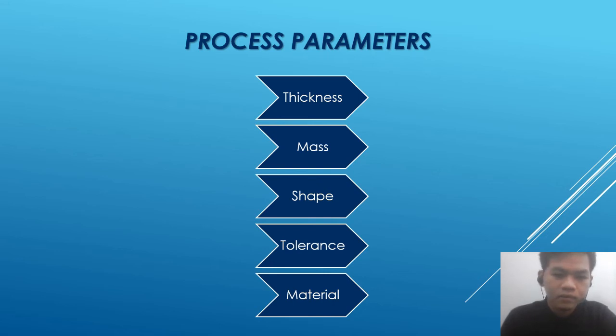The third point is the shape. The complex shape of the knee prosthesis surgical implant will limit the capability of the traditional machining process. So applying the advanced manufacturing process, that is selective laser sintering, will allow the process to do intricate machining.